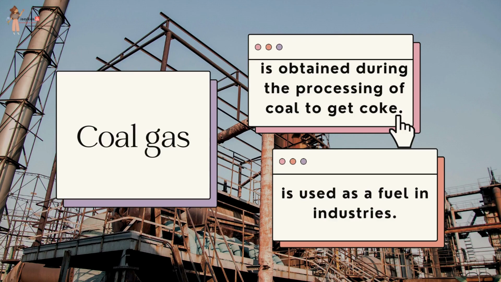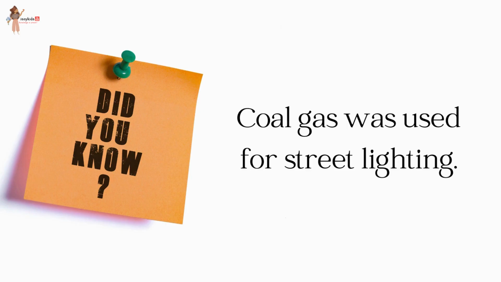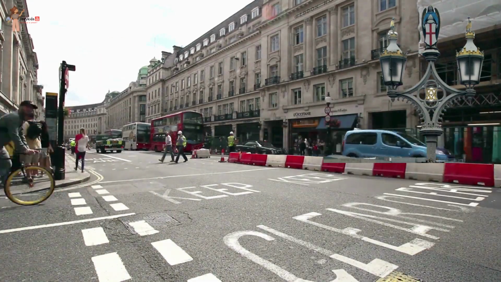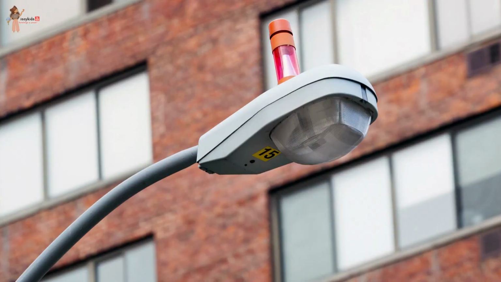Coal gas is obtained during the processing of coal to get coke. It is used as a fuel in industries. Coal gas was used for street lighting in London in 1810 and in New York in 1820.